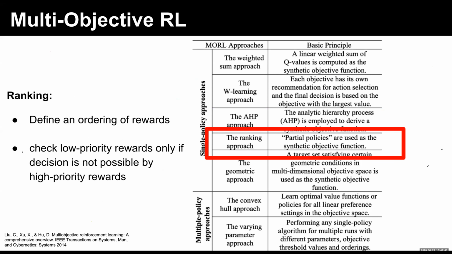The other one is a ranking approach. Again, very intuitive, very simple. What if we define an ordering of rewards? We can say, hey, I really care about the user satisfaction-centric rewards, so I'm going to order them higher. And I care about some platform rewards, so I'm going to order them lower. Then we can use this ordering and check low priority rewards only if a decision is not possible by high priority rewards. So again, fairly simple to approach and implement.